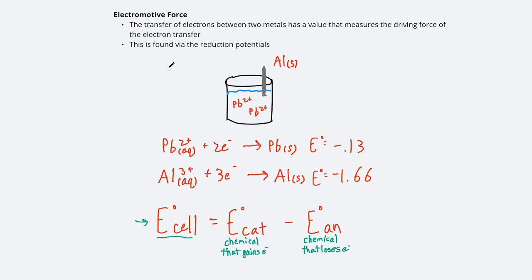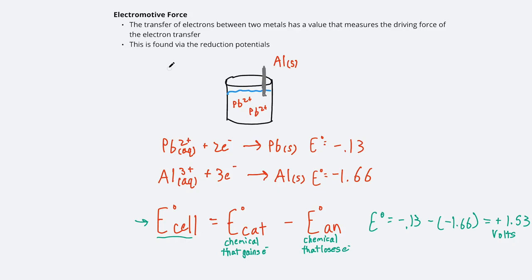So for the example that we did previously in this video, that was lead taking electrons from aluminum. So we would do the reduction potential of lead minus the reduction potential of aluminum. So that would come out to be E cell equals negative 0.13 minus negative 1.66. And that gives us a total value of positive 1.53. And that unit is volts.